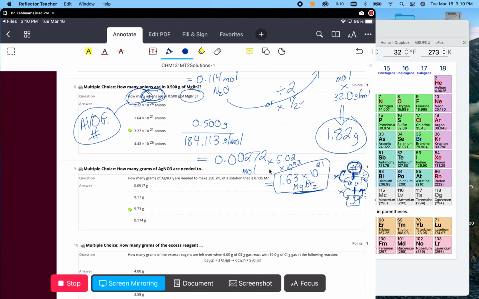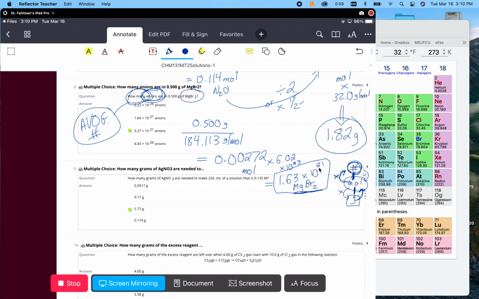Okay, so I have 0.5, the grams you were given, divided by the molar mass of magnesium bromide, and that gave you 0.00272 moles. You multiply by Avogadro's number, and this is what you get for this whole compound. So this is how many of these whole compounds you have. It's asking just how many anions. And so do you see that there are 2 bromides for every one of these whole compounds? So you just have to multiply this by 2.